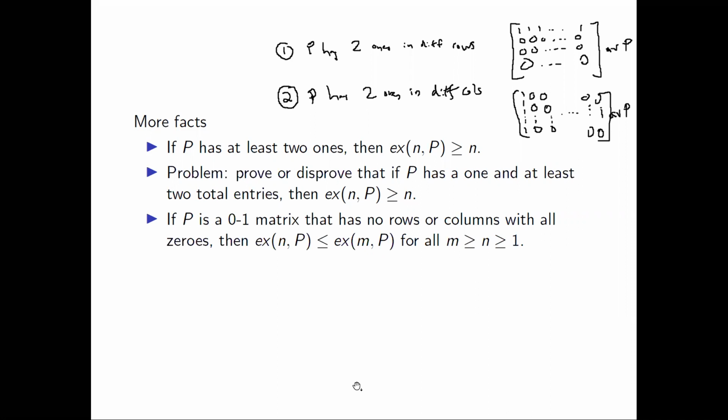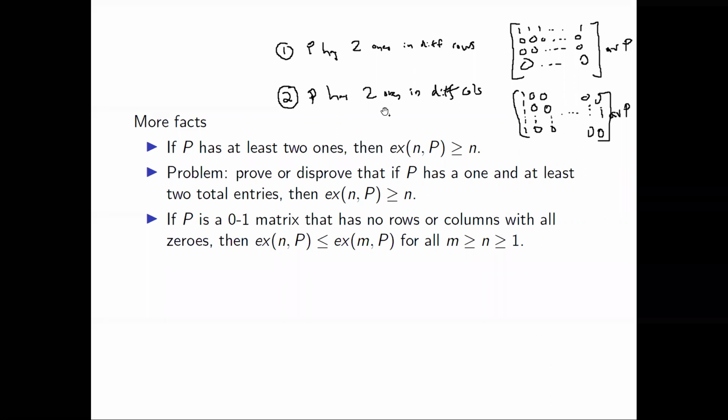And here's another basic fact about the extremal function. Suppose that P is a 0,1 matrix that has no rows or columns with all zeros. Then I claim that the extremal function EX of n comma P is less than or equal to the extremal function EX of m comma P for all m greater than or equal to n greater than or equal to 1.